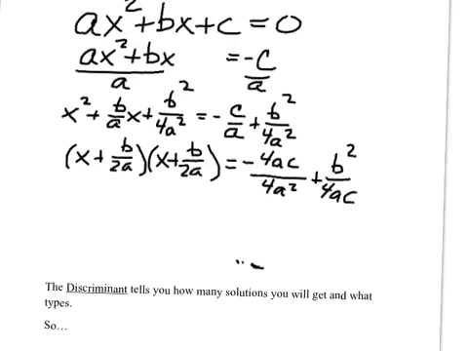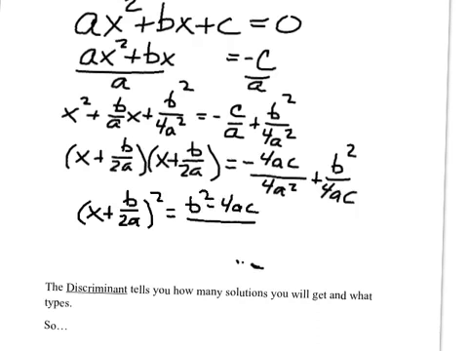Over here on the left, I can rewrite this as x plus b over 2a squared. Over here I get b squared minus 4ac all over 4a squared. And hopefully you can kind of see right here that that should look familiar. Okay, not really sure what just happened right there, but sorry about that. So let's go through and square root.